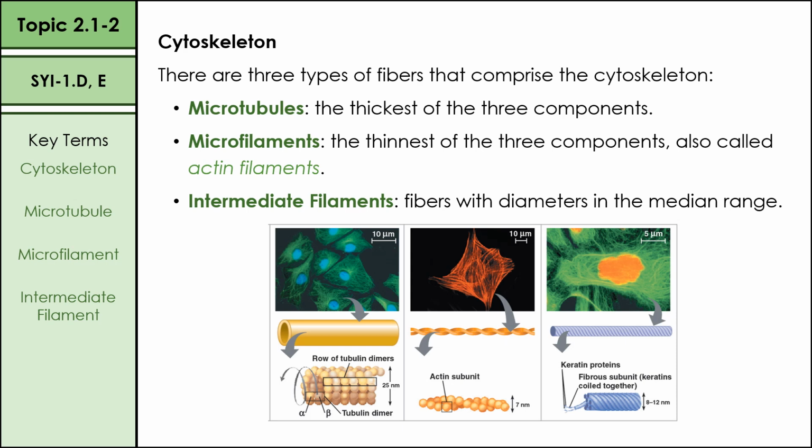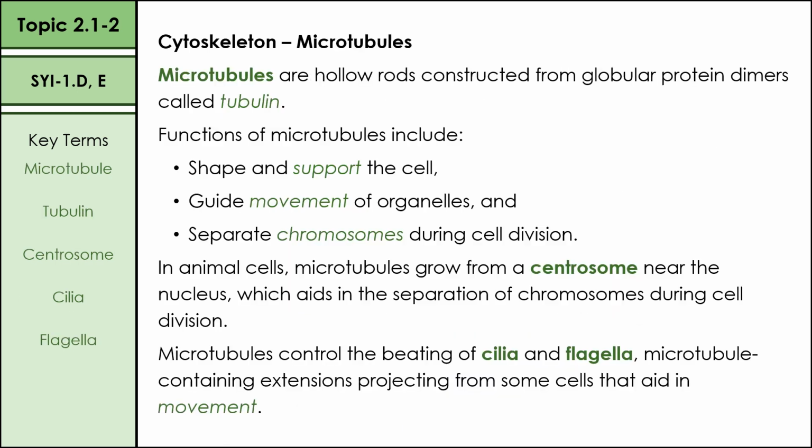So we have microtubules. Microtubules are the thickest of our components. We have microfilaments, which are the thinnest of our components. These may also be termed actin filaments. They are made of actin. You find a lot of microfilaments in muscle tissues and muscle cells. And intermediate filaments, which, as the name suggests, have diameters that are somewhat in between microtubules and microfilaments.